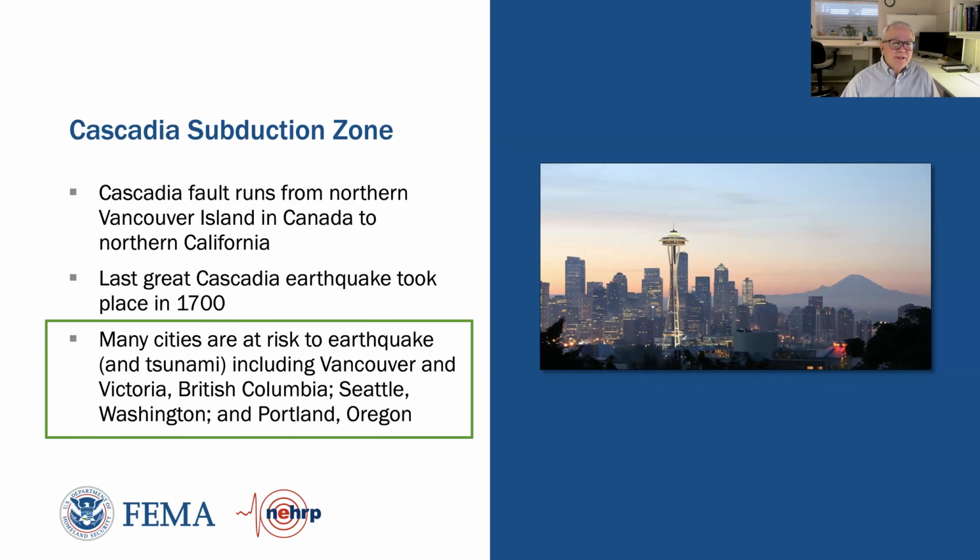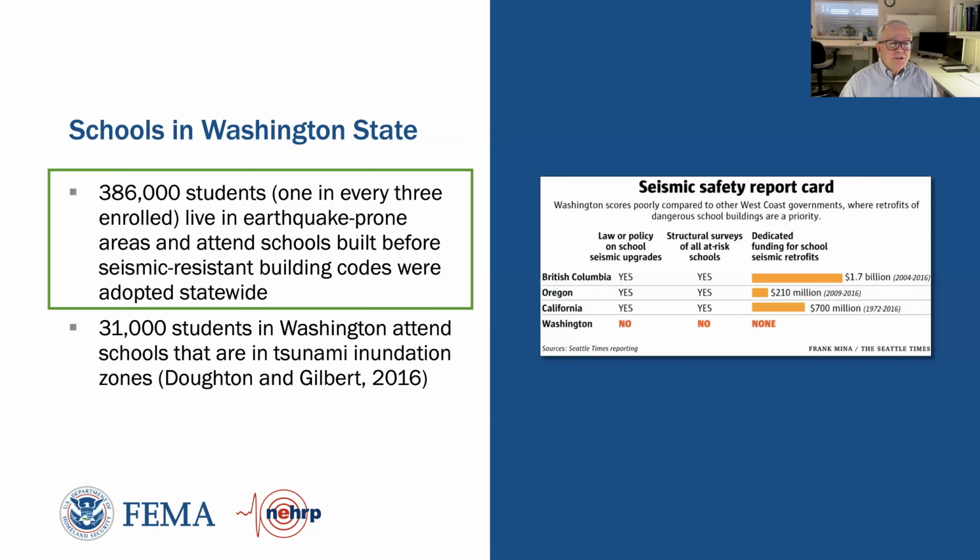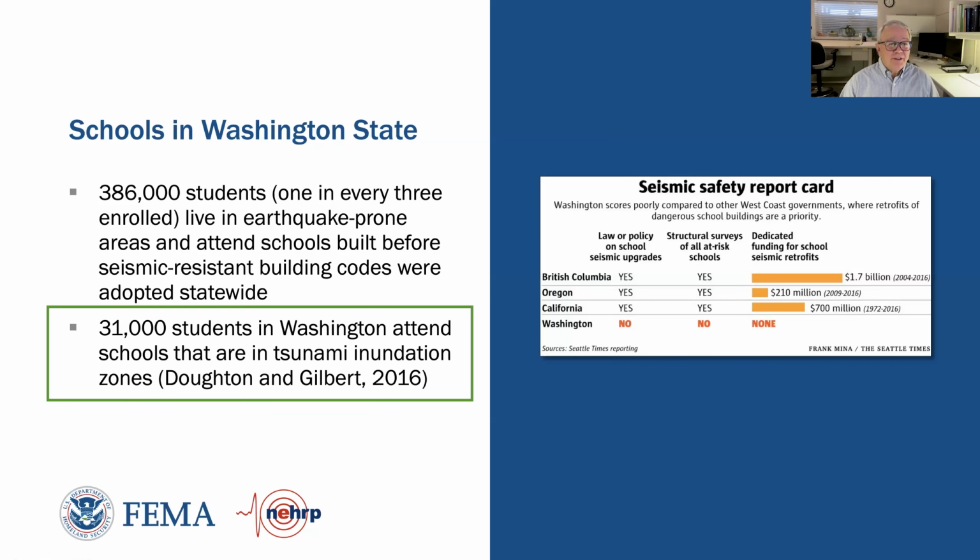Many cities are at risk to earthquake and tsunami, including Vancouver, Victoria, British Columbia, Seattle, Washington, and Portland, Oregon. Washington was particularly interested in how they scored relative to other areas with a similar exposure. Washington has 386,000 students, one in every three enrolled live in an earthquake-prone area and attend schools built before seismic-resistant codes were adopted statewide. 31,000 students in Washington attend schools that are in a tsunami inundation zone.